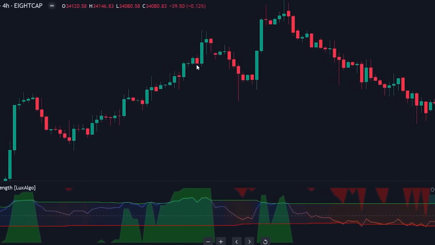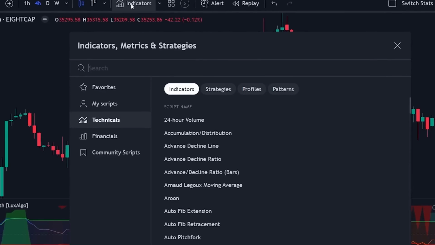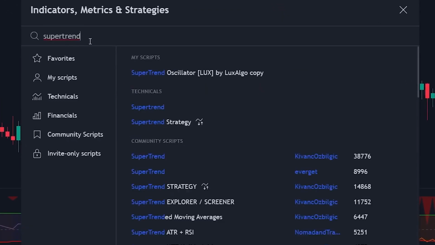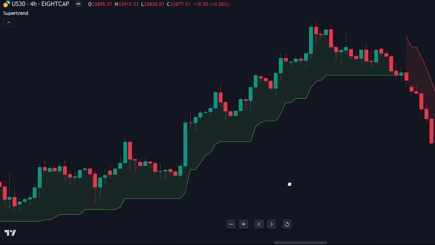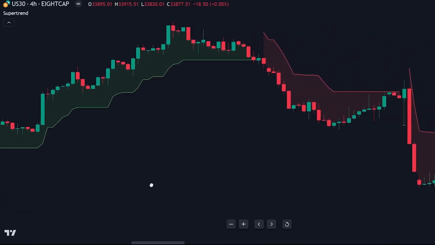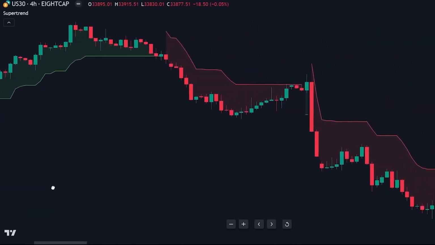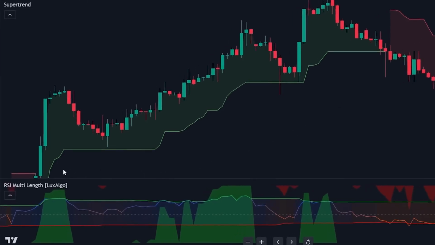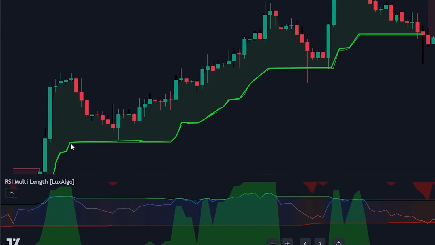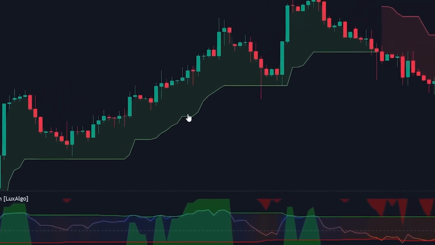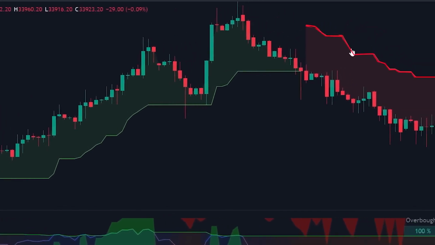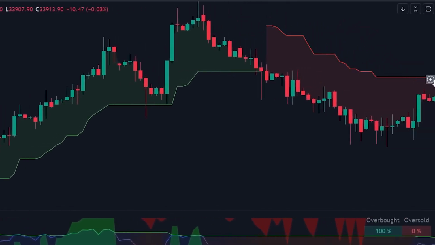Let's go ahead and add another indicator to our chart, which we will use to determine the overall trend direction. Click on the Indicator tab and search for Super Trend. Click on the first one listed under Technicals and add it to your chart. The Super Trend indicator is a tool used in technical analysis to help determine the direction of a market's trend. It typically displays as a line that follows the trends in price. When prices are trending upwards, the line is typically below the price and will be colored green, and when prices are trending downwards the line is above and is colored red.